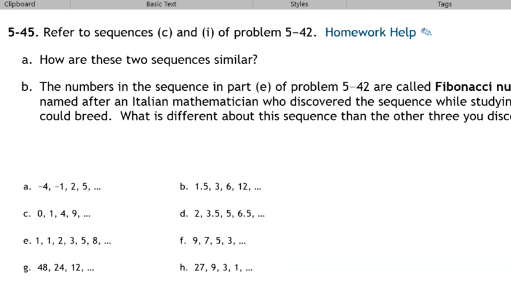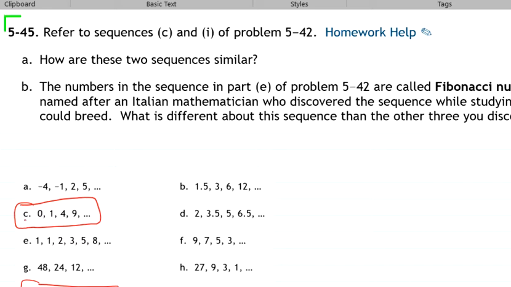So we're going to refer to sequences C and I from class today. So this is sequence C, the one that was 0, 1, 4, 9. And sequence I was 8, 2, 0, 2, 8, 18. And first of all, it says, how are these two sequences similar to each other?